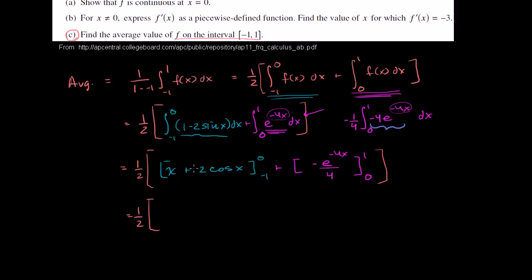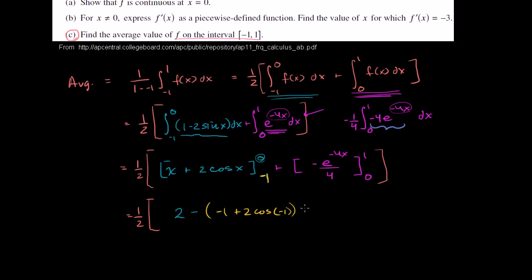If you evaluate all of this at 0, you get 0 plus 2 cosine of 0. Cosine of 0 is 1, so you just get a 2 when you evaluate it at 0. So you get a 2, and then from that we want to subtract whatever we get when we evaluate it at -1. We want to subtract -1 plus 2 cosine of -1. So this whole thing right over here evaluates to this whole thing right over there.